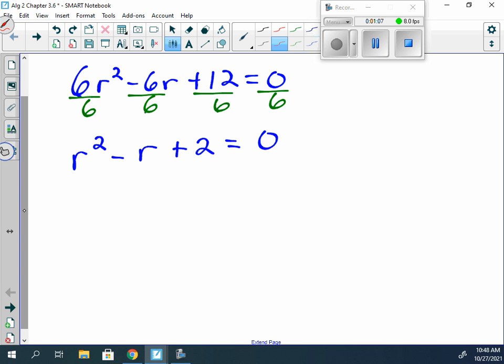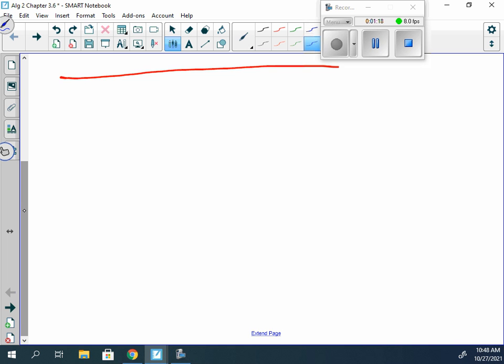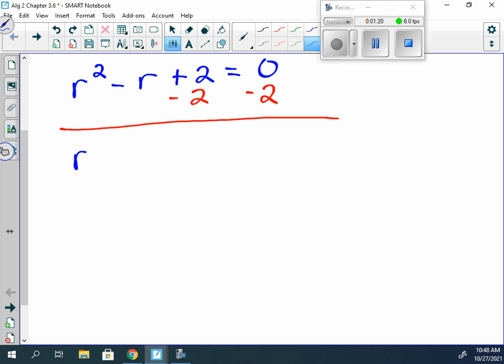Now at this point here, we need to get the variables by themselves and all the constant terms on the other side. So we would subtract 2 from both sides. And if we do this here, we get r squared minus r plus blank is equal to negative 2 plus blank.